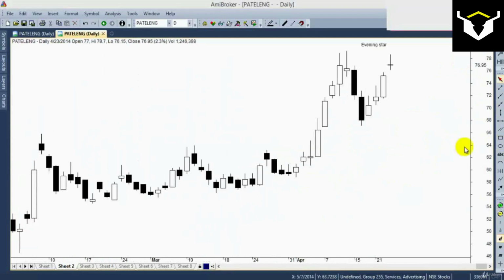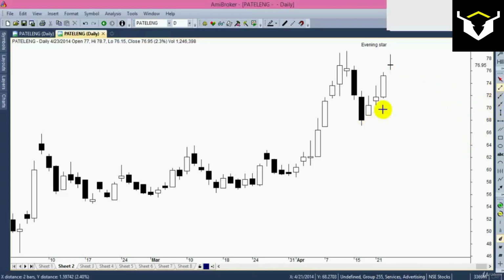Our next example is an evening star pattern for Patel Engineering Industries daily chart. This example is for April 23, 2014. As of the last bar, prices have gapped up and closed undecided. Looks like an uptrend with a strong up day.